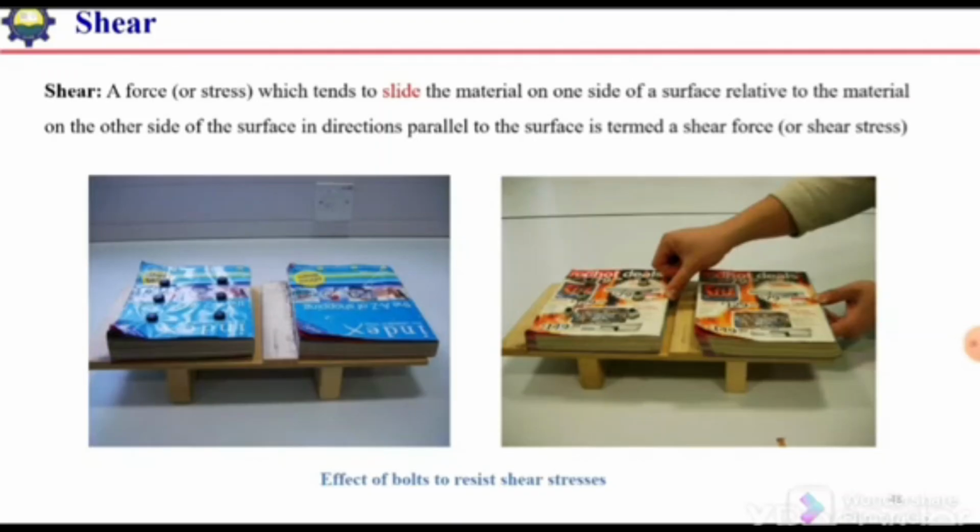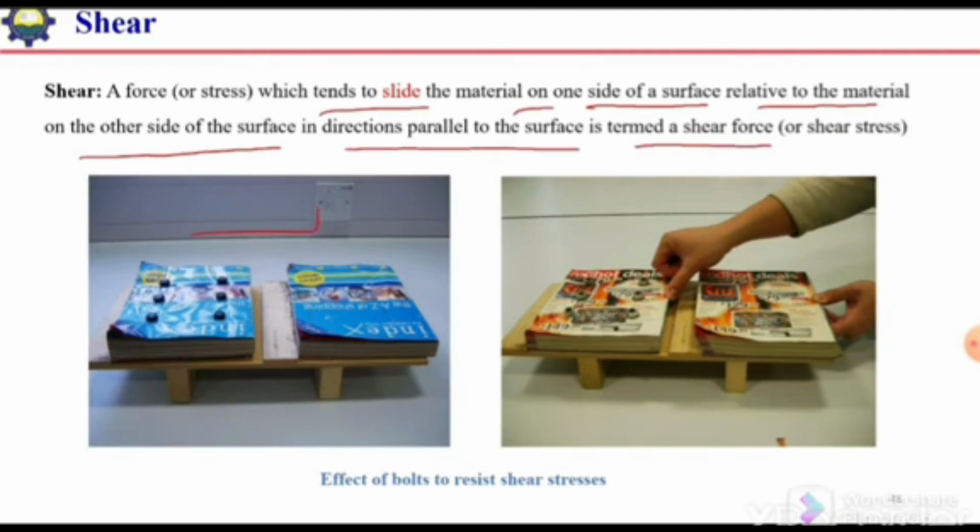Shear is a force which tends to slide the material on one side of a surface relative to the material on the other side, in the direction parallel to the surface. If we have two surfaces, one above the other, and we apply a force over here and a resistive force over here, this force will try to slide the upper surface over the lower surface. This type of force is termed shear force, and the resistance between these two surfaces is termed shear resistance.